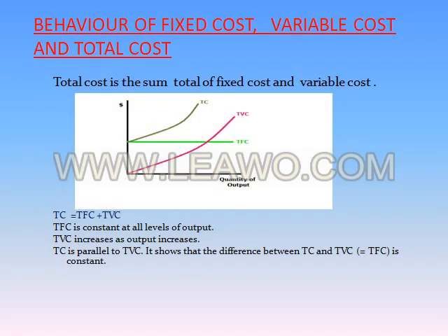Behavior of fixed cost, variable cost, and total cost. Total cost is the sum total of fixed cost and variable cost. With increase in output, total cost is also increasing. TC is equal to TFC plus TVC. TFC is constant at all the levels of output. TVC increases as output increases. TC is parallel to TVC. It shows that the difference between TC and TVC, which is equal to TFC, is constant.